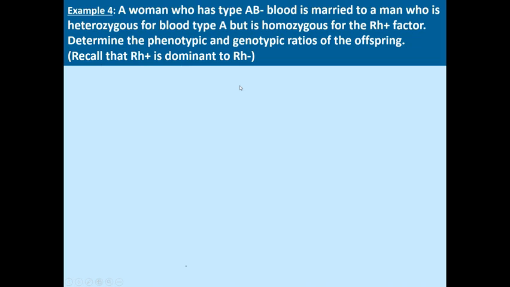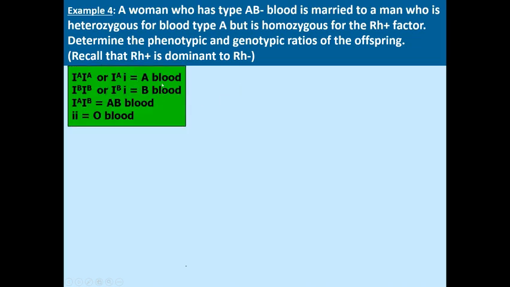Let's start by writing our legend. For blood type, A can be homozygous or heterozygous. Type B can also be homozygous or heterozygous. AB, we need one allele of each, and type O blood is recessive to the other types of blood, so we write it with two lowercase i's. Here we have Rh positive is dominant to Rh negative, so we'll use a capital R for our dominant trait, lowercase r for the recessive.